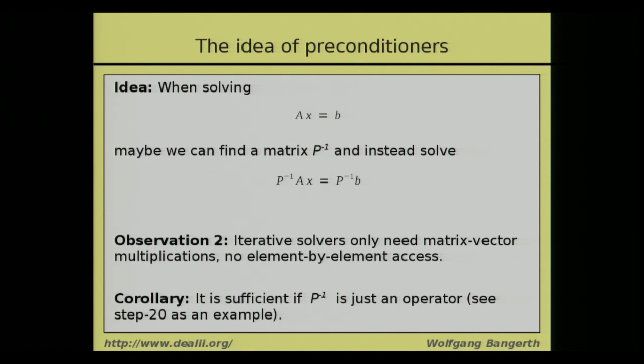So it is fully sufficient if for the linear solution, A is only an operator, and the same is true for P^-1. It is fully sufficient if P^-1 is just an operator. An operator means I give you a vector and you return to me a vector. And how you actually do this is not important. So we don't have to think of the entries of this matrix P^-1, or of P for that matter. All we need to be able to do is matrix vector products.